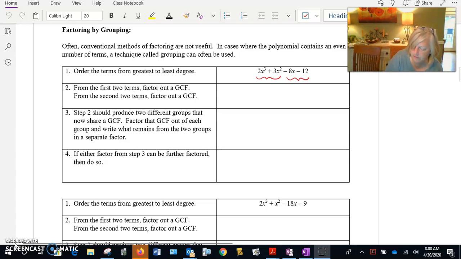And so the GCF of the first group is just x squared, and then we have 2x plus 3 that's left. And then over here, this minus 8x minus 12, I'm going to pull out the negative, right? So minus, and I can pull out a 4.